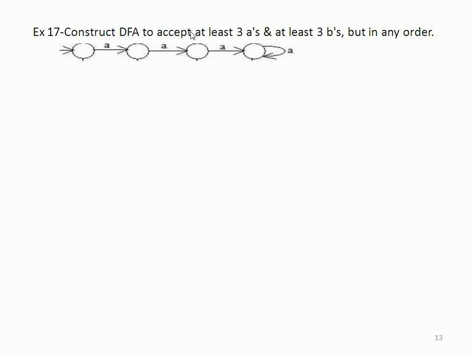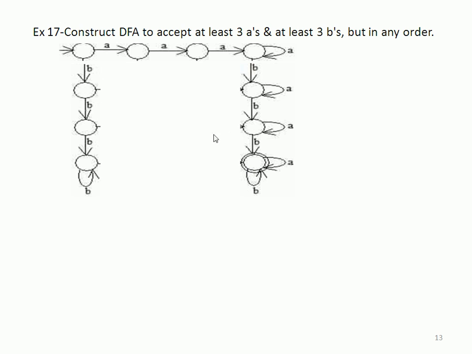Next, construct the DFA to accept at least 3A's and 3B's, but in any order. In that case we have AAA, 3A's are there. Then we have to attach another 3B's. After 3A's, 3B's will be attached and reach the final state. But the condition is that we can do this in any order in the constructed DFA.